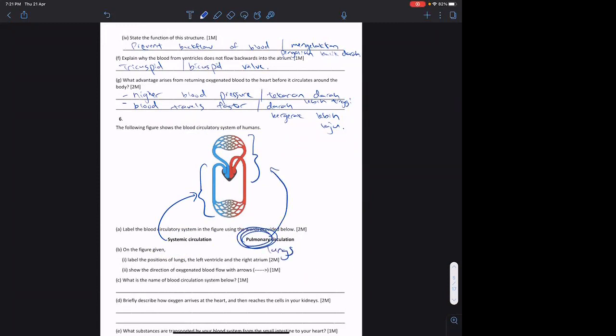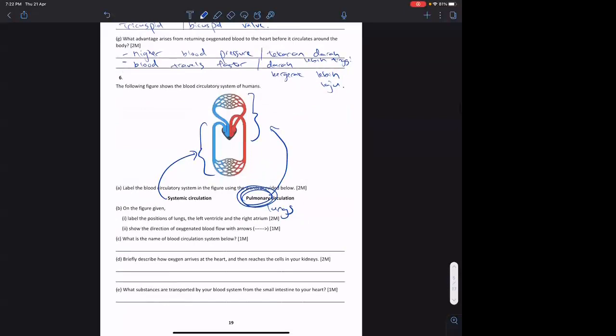Pulmonary means lungs. Like I told you, COVID-19 is a pulmonary disease. Smoking causes pulmonary disease. That means something will happen to your lungs. Okay, easy peasy. So B, label the position of the lungs.